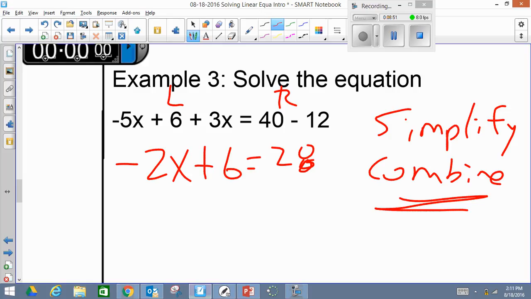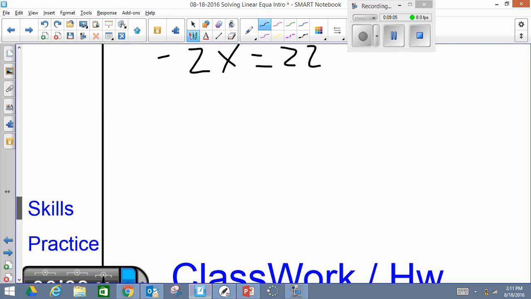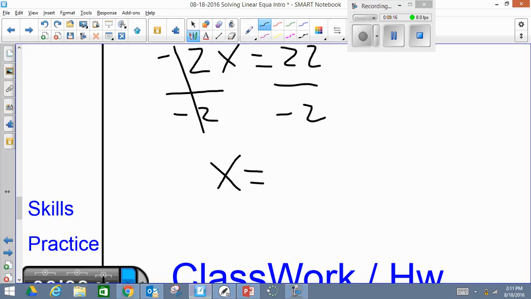Again, subtract 6 from both sides. Cancel out. Bring down the negative 2x. On the other side, 28 minus 6, 22 most of the time. Now the negative 2 is multiplying, so I have to divide by negative 2 on both sides, and the negative 2's cancel out. X equals positive 22 divided by negative. Positive divided by negative is negative. 22 divided by 2 is 11.